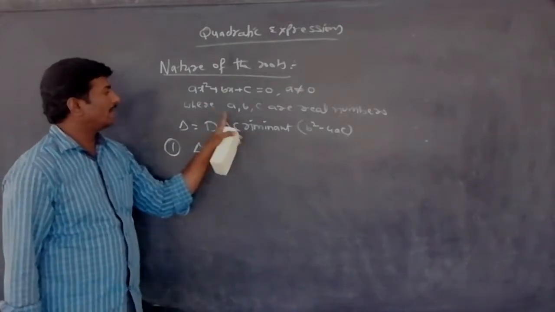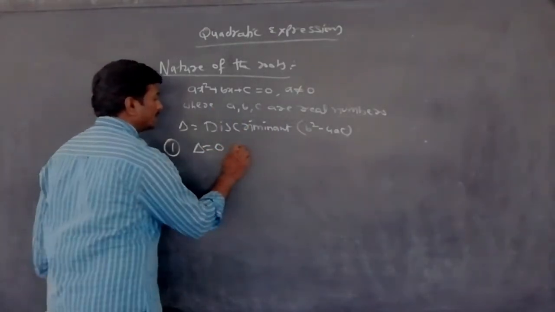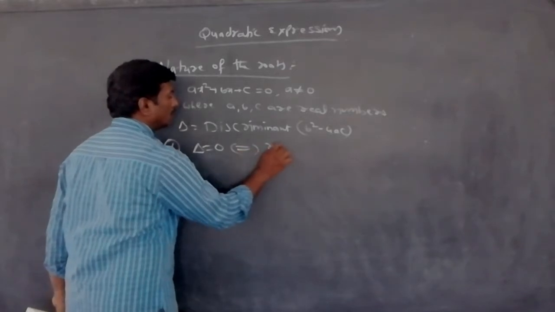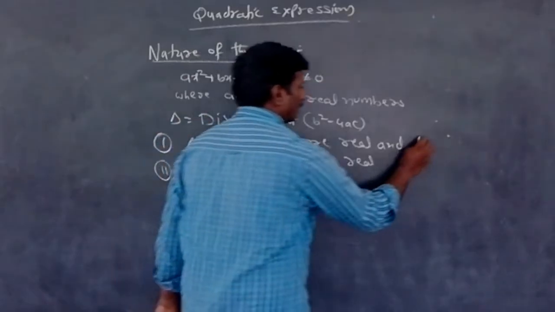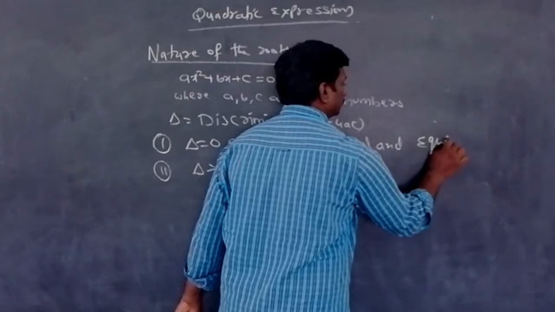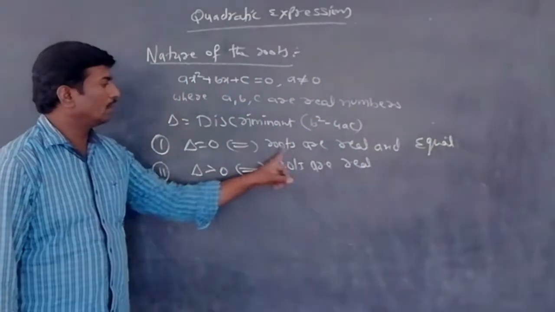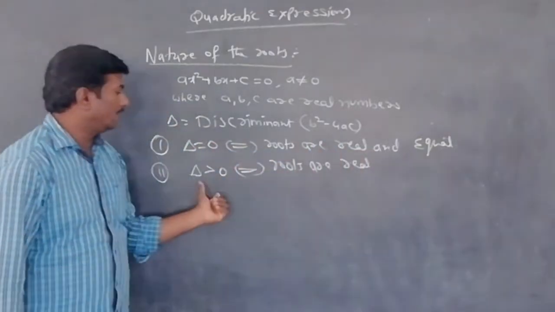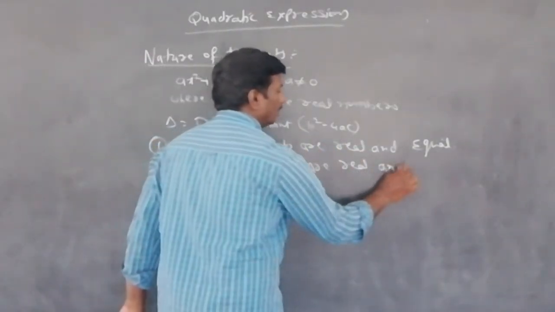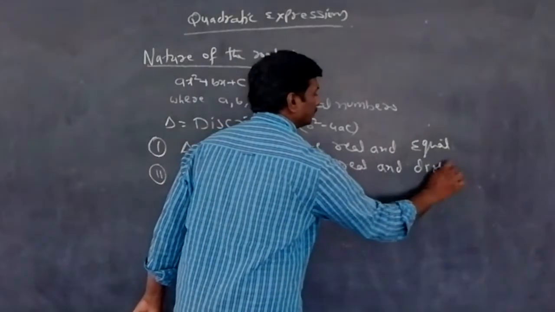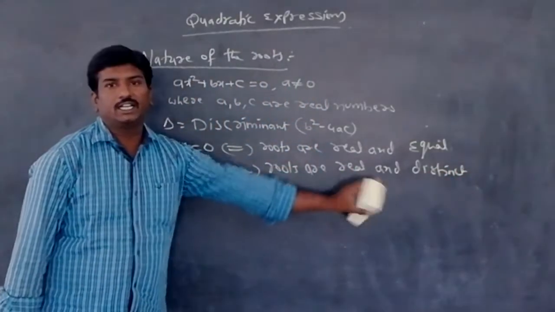When you apply the values of a, b, c on the discriminant, if delta becomes 0, then we say that the roots are real and equal. When delta is greater than 0, then the roots are real and distinct. Distinct means some finite value. The roots are real and distinct.